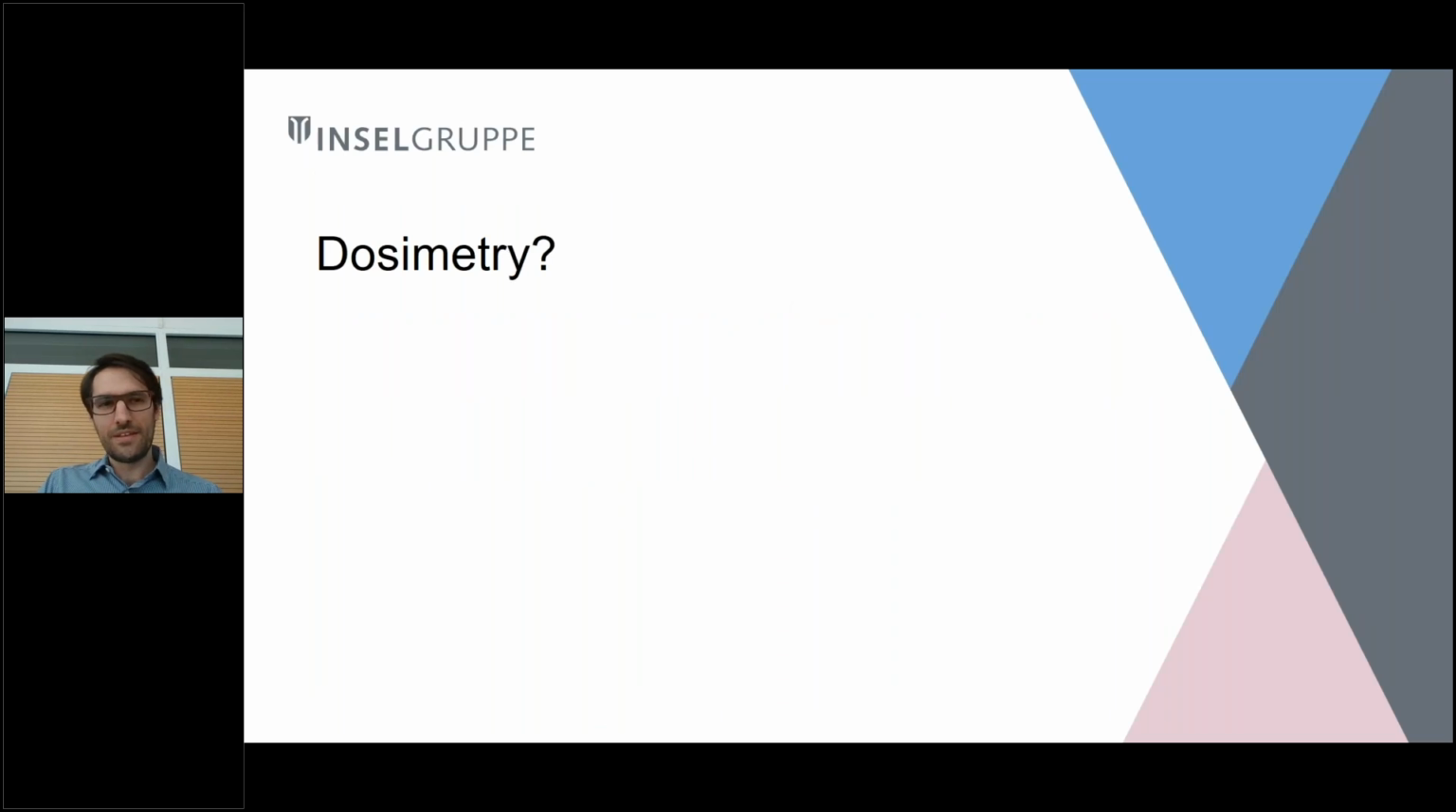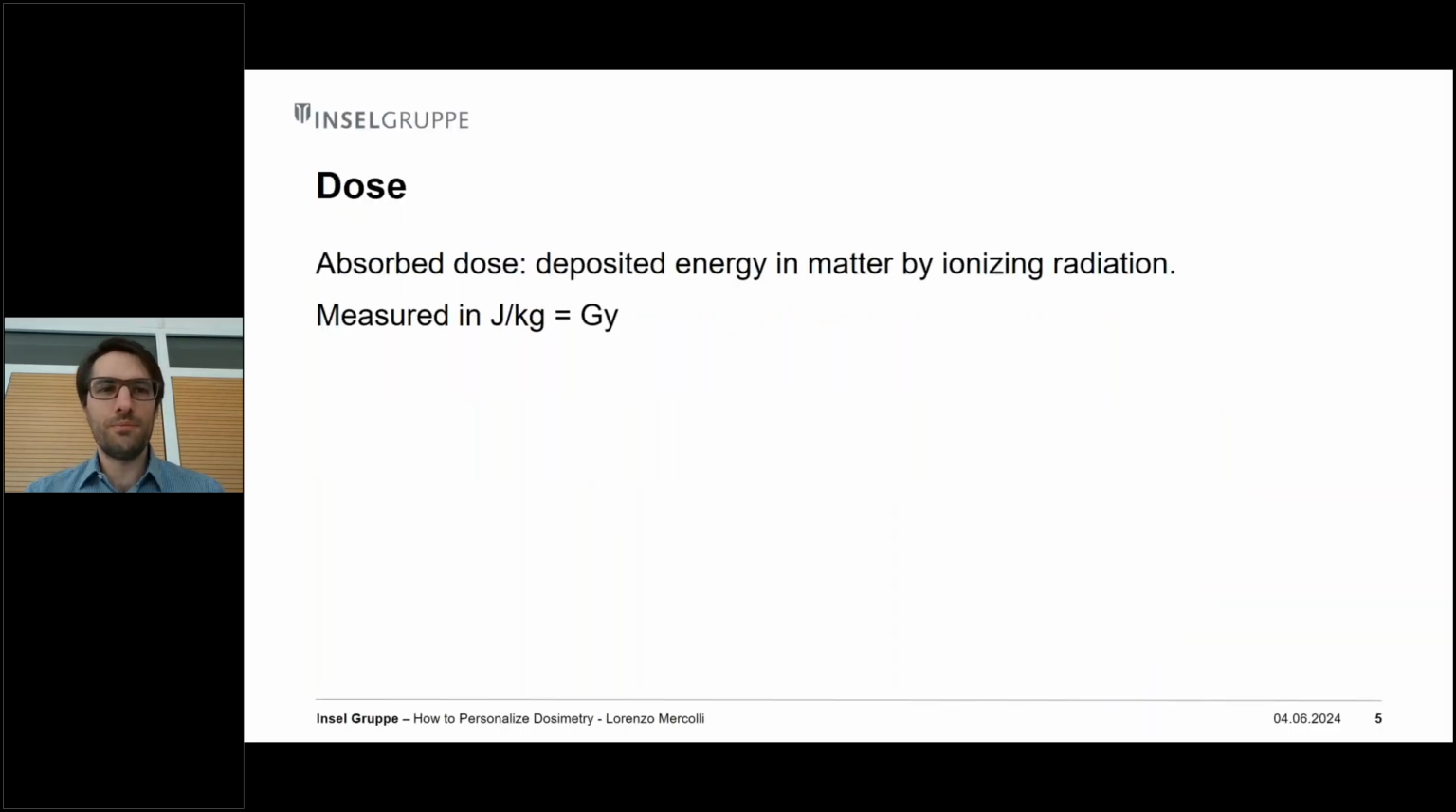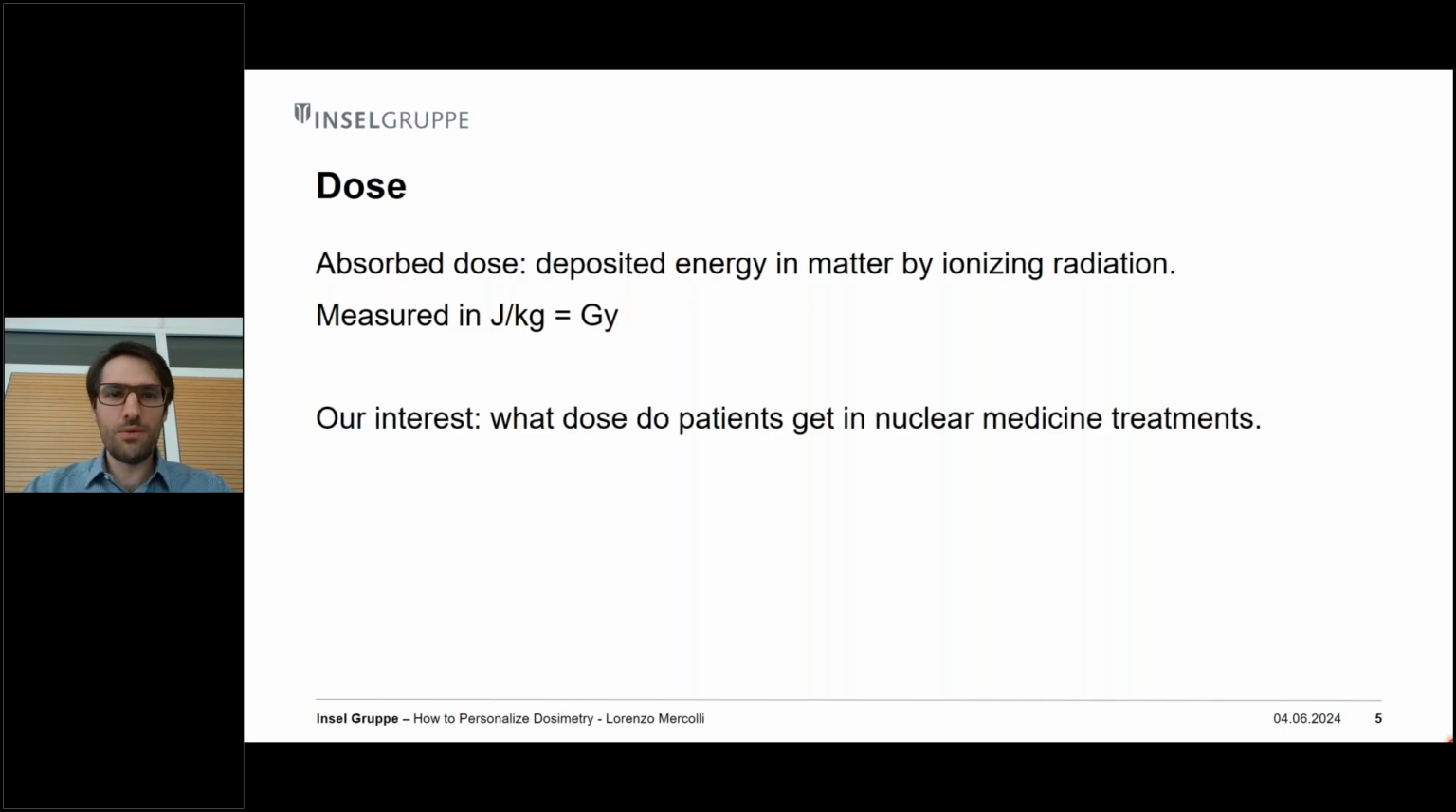So, dosimetry. Just a very brief recap. When we talk about dose, we usually mean absorbed dose, which is nothing but the deposited energy in a chunk of matter by some ionizing radiation. This is measured, of course, in energy per kilogram, and we usually talk about grays. So this is the unit for absorbed dose. Now, in nuclear medicine, for today, we're interested in knowing the dose that is deposited in a patient's body when the patient undergoes some nuclear medicine treatment.